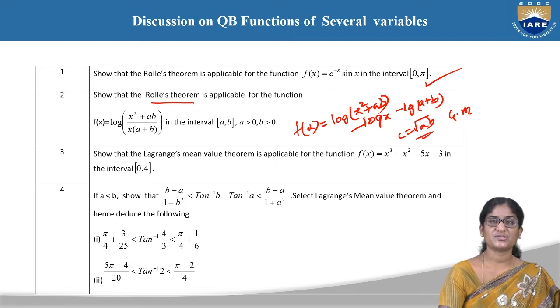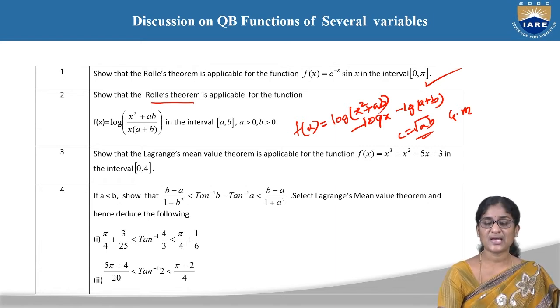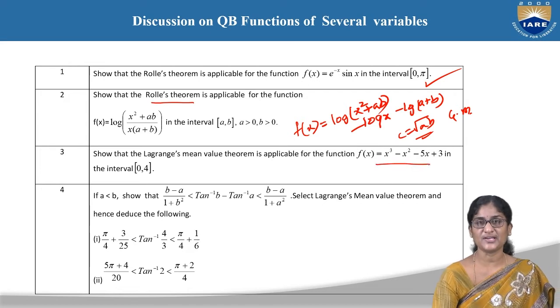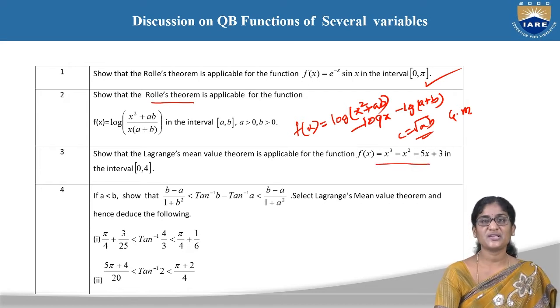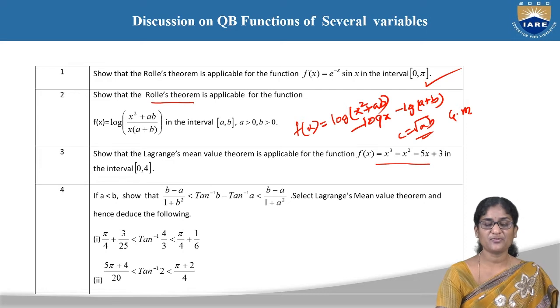Now going to the third question: show that Lagrange's mean value theorem is applicable for f of x is equal to x cube minus x square minus 5x plus 3 in the interval 0, 4. What is the first thing we need to show? Continuity. As this is a polynomial equation of degree 3, polynomial equations are always continuous, so there is no need to show that it is discontinuous. Because in the given interval 0 to 4, at no value between 0 and 4, along with 0 and 4 themselves, does it give an infinite value. So you can say that polynomial equations are always continuous.